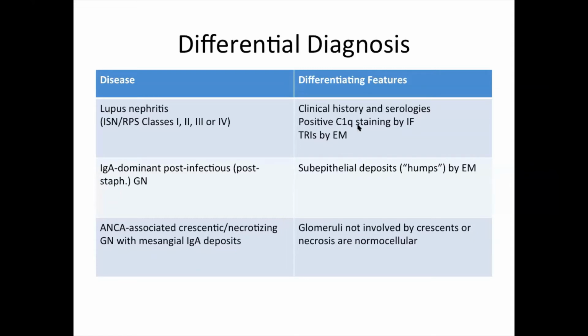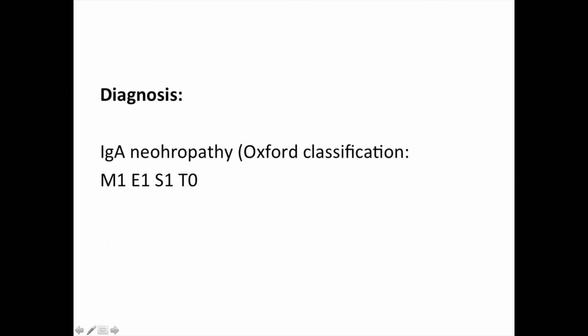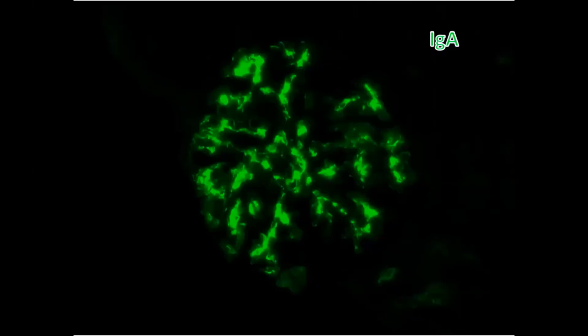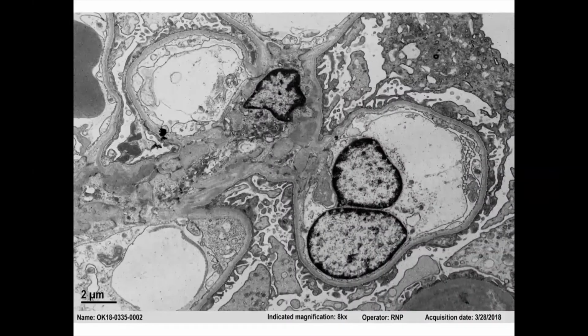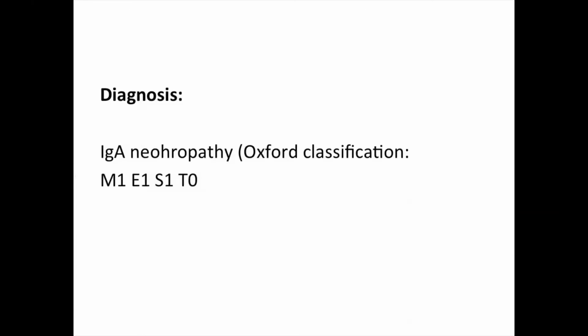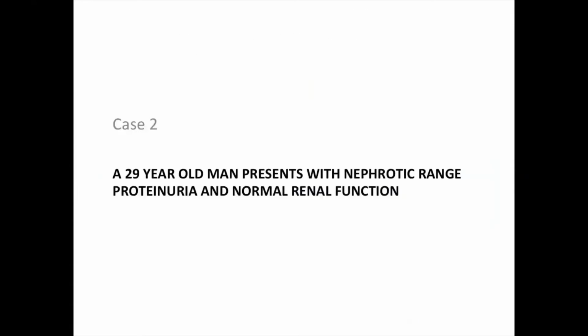Okay guys, we can't repeat much because we have another 3 cases to go through. Sequence of diagnosis: we look at the mesangial hypercellularity, then we look at the IF, and we look at the EM if it is available.